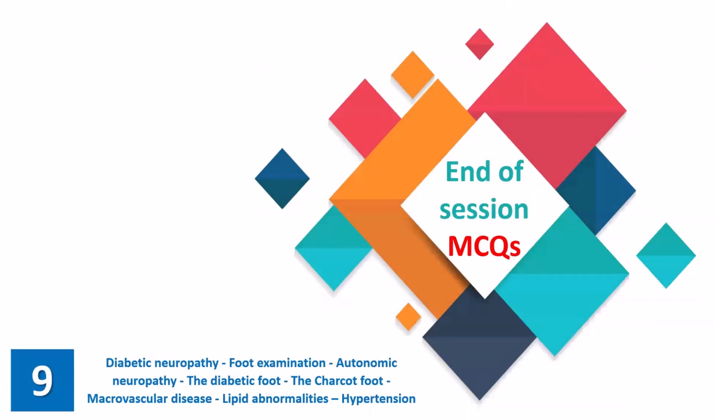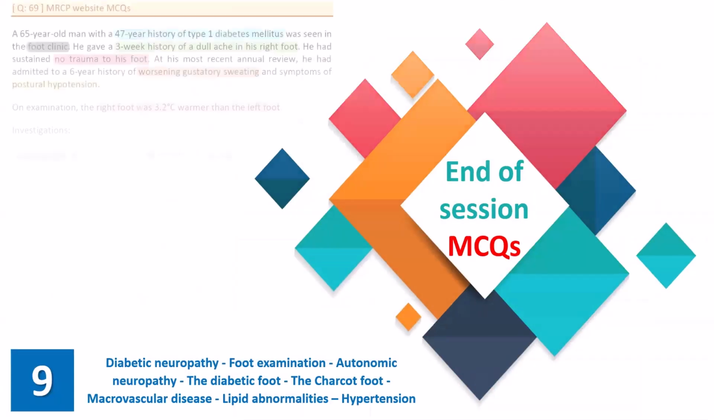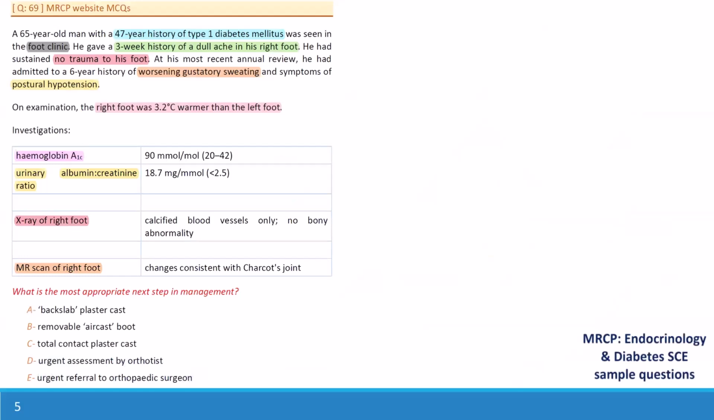Let's finalize the last session in diabetes with this question. If we see a question like this: a patient with type 1 diabetes mellitus with a dull ache in the right foot, no trauma to his foot, worsening gustatory sweating with postural hypotension. The right foot was 3.2 centigrade warmer than the left foot. There is a difference between the right and the left foot temperature. X-ray of the foot shows calcified blood vessels only, no bony abnormality. The MRI is consistent with Charcot. What is the most appropriate management?